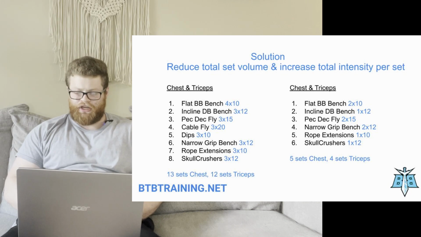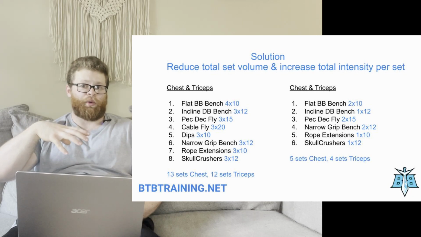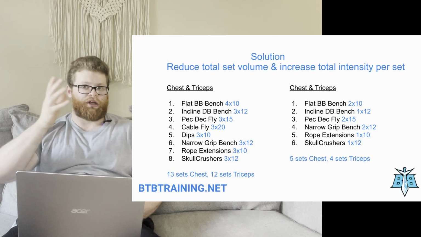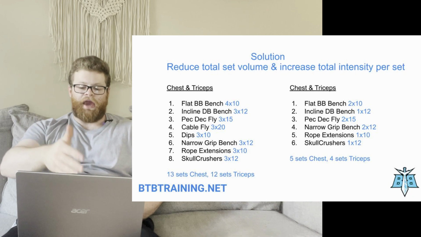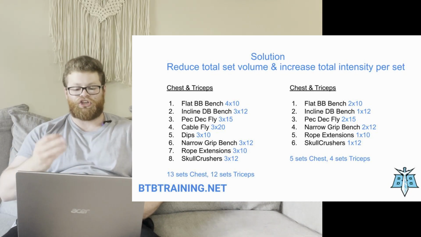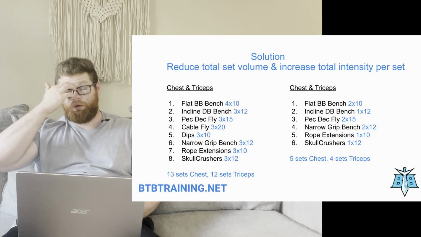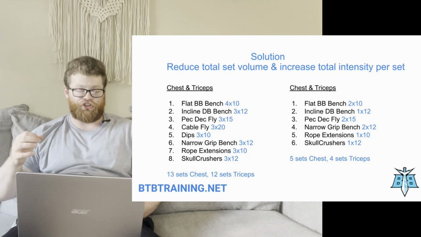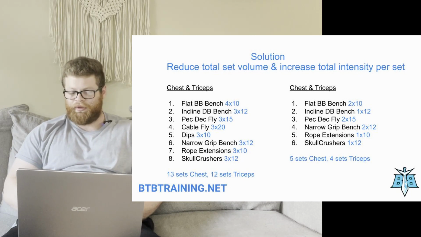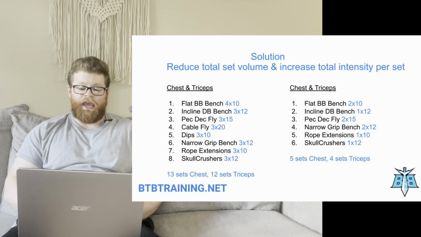And so just a common chest and tricep session, like what I mentioned before, that somebody may be following, like a stereotypical bro split or something along those lines, may look like some of these exercises that we see here: a flat bench, an incline bench, couple flies, dips, narrow grip extensions, and skull crushers, anywhere from 3 to 4 sets per exercise, which gives us, in this hypothetical situation, a session that has 13 sets of chest and 12 sets of triceps.